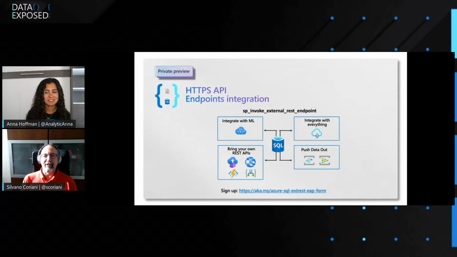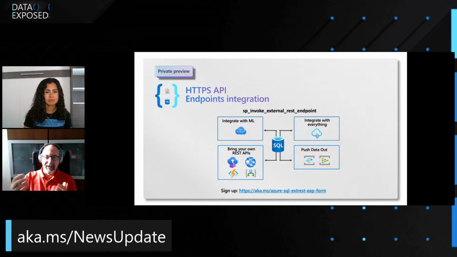Last but not least, as I was saying, the HTTPS API endpoints integration. We are introducing a new stored procedure, sp_invoke_external_rest_endpoint, which gives SQL developers the ability to invoke an external endpoint through GET or POST, any HTTP verb, and pass a payload, which is a JSON fragment that you may be manipulating as part of your SQL logic in a stored procedure. Pass that payload to an external endpoint, and then let that external endpoint process it.